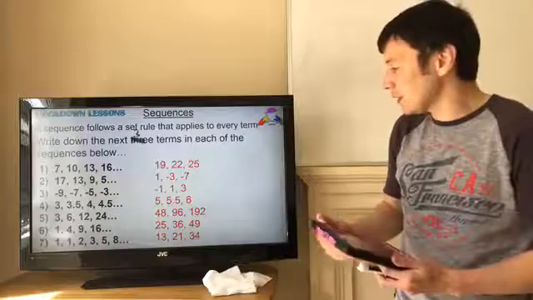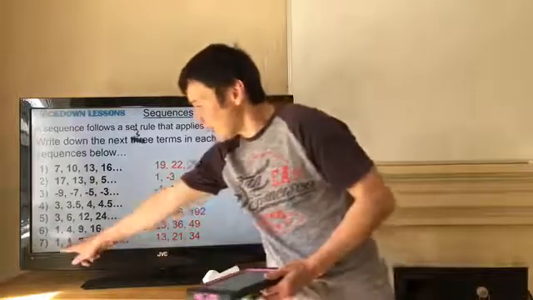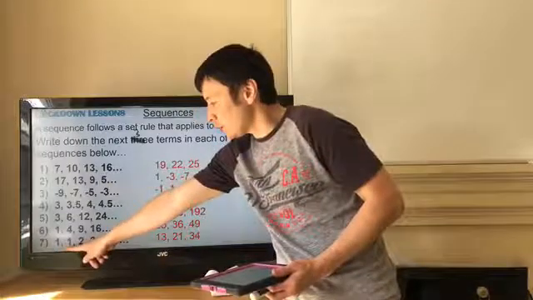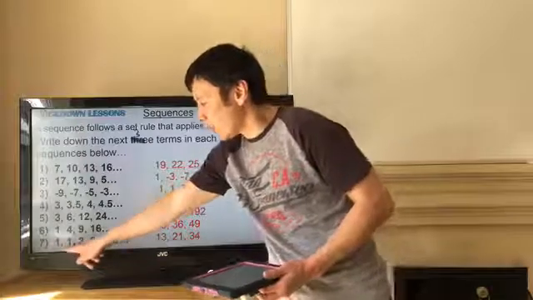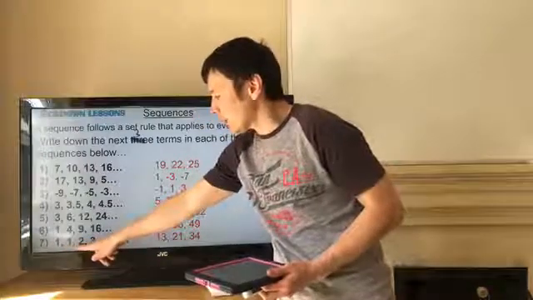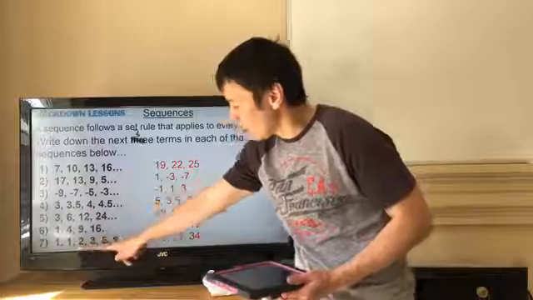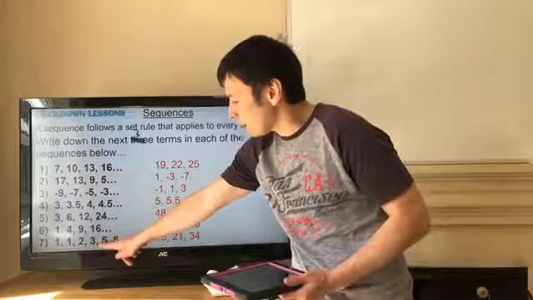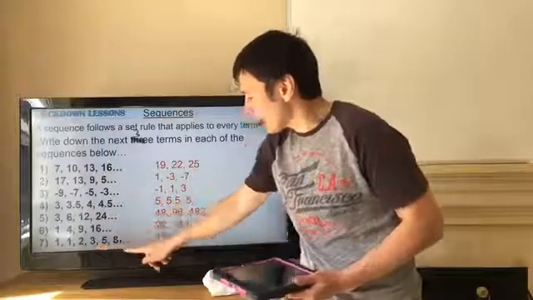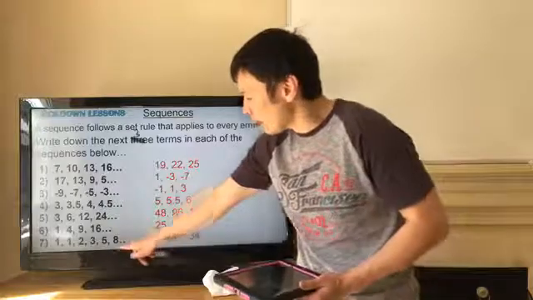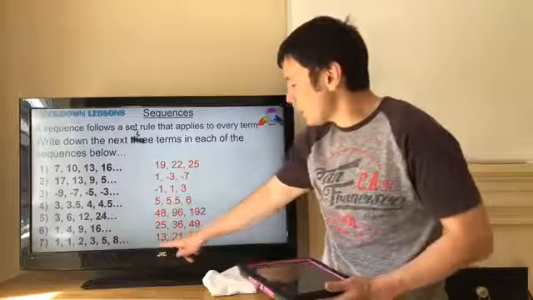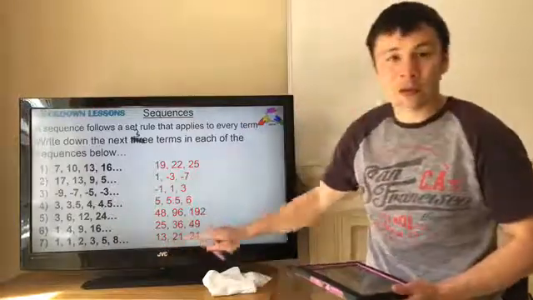Okay, to get the Fibonacci sequence, you add together the first two numbers to get the next number. So 1 and 1 is 2. 1 add 2 is 3. 2 add 3 is 5. 3 add 5 is 8. 5 add 8 is 13. 13 add 8 is 21. 13 add 21 is 34.